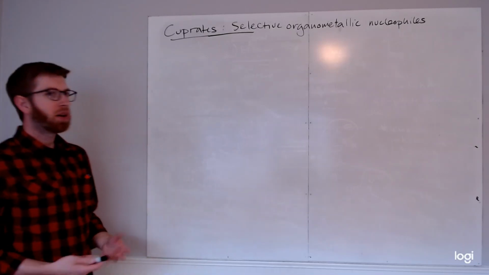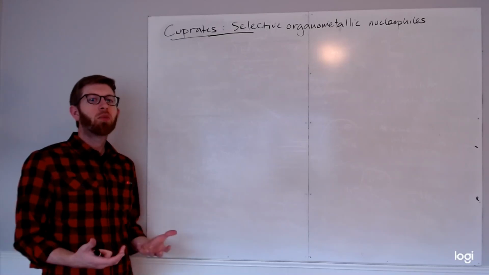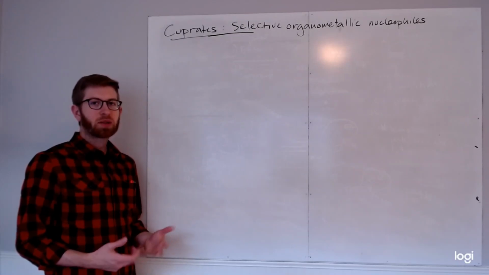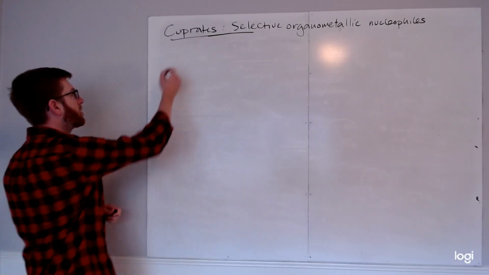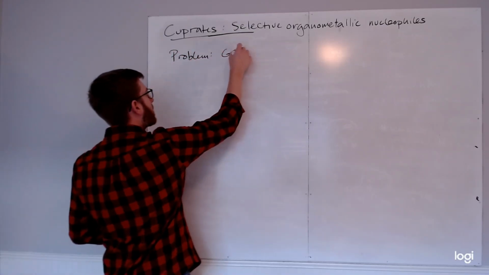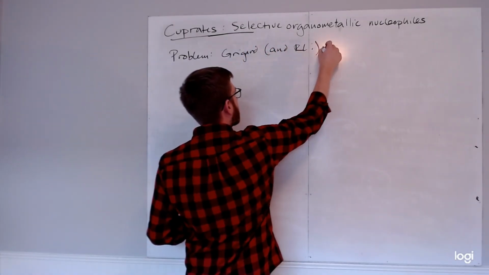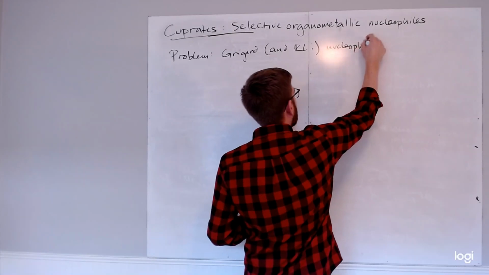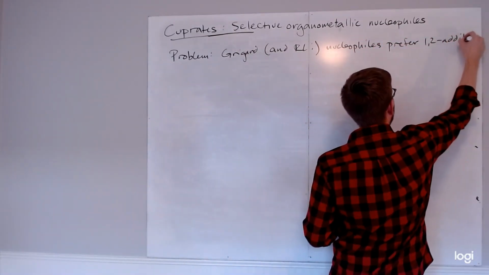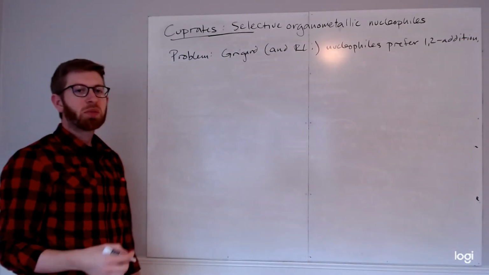So what Gilman and others had realized for some time was that Grignard reagents tend to be only somewhat selective when they react with alpha-beta unsaturated carbonyls, but that they typically prefer 1,2 addition. So our problem was Grignard and organolithium nucleophiles prefer 1,2 addition. So how could we do a selective 1,4 addition to make a new carbon-carbon bond?